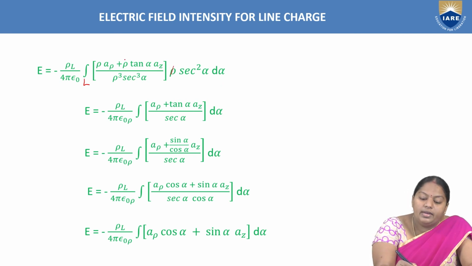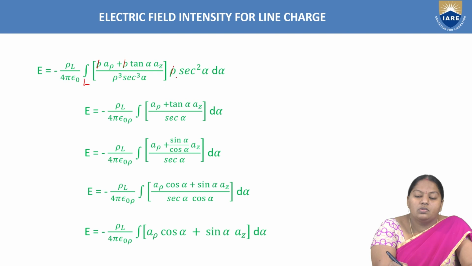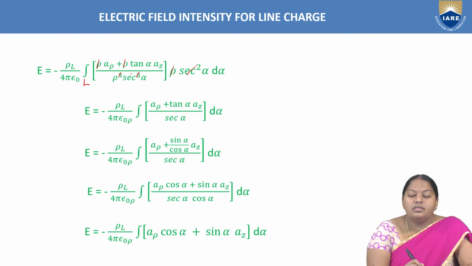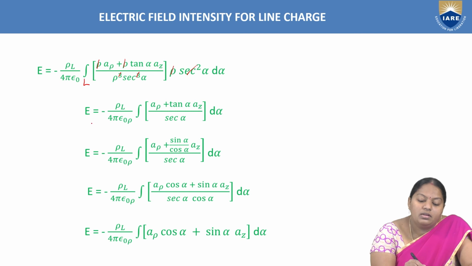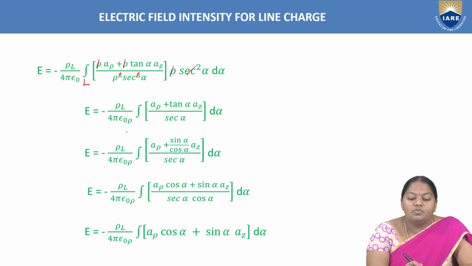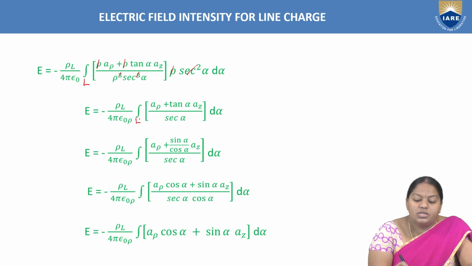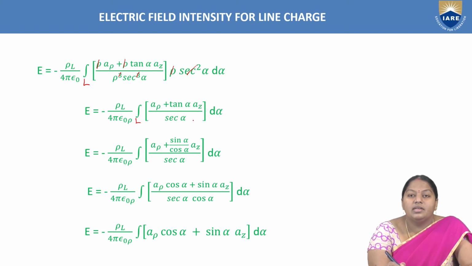So this rho and this rho, if you take as common, then rho into rho becomes rho square, and in the denominator we have rho cube, so rho square and rho cube get cancelled, and secant square alpha and secant cube alpha get cancelled. Then the remaining is E equal to minus rho L by 4 pi epsilon naught rho, and we are integrating this with respect to L, integral L a rho plus tan alpha into az by secant alpha into d alpha. Okay.